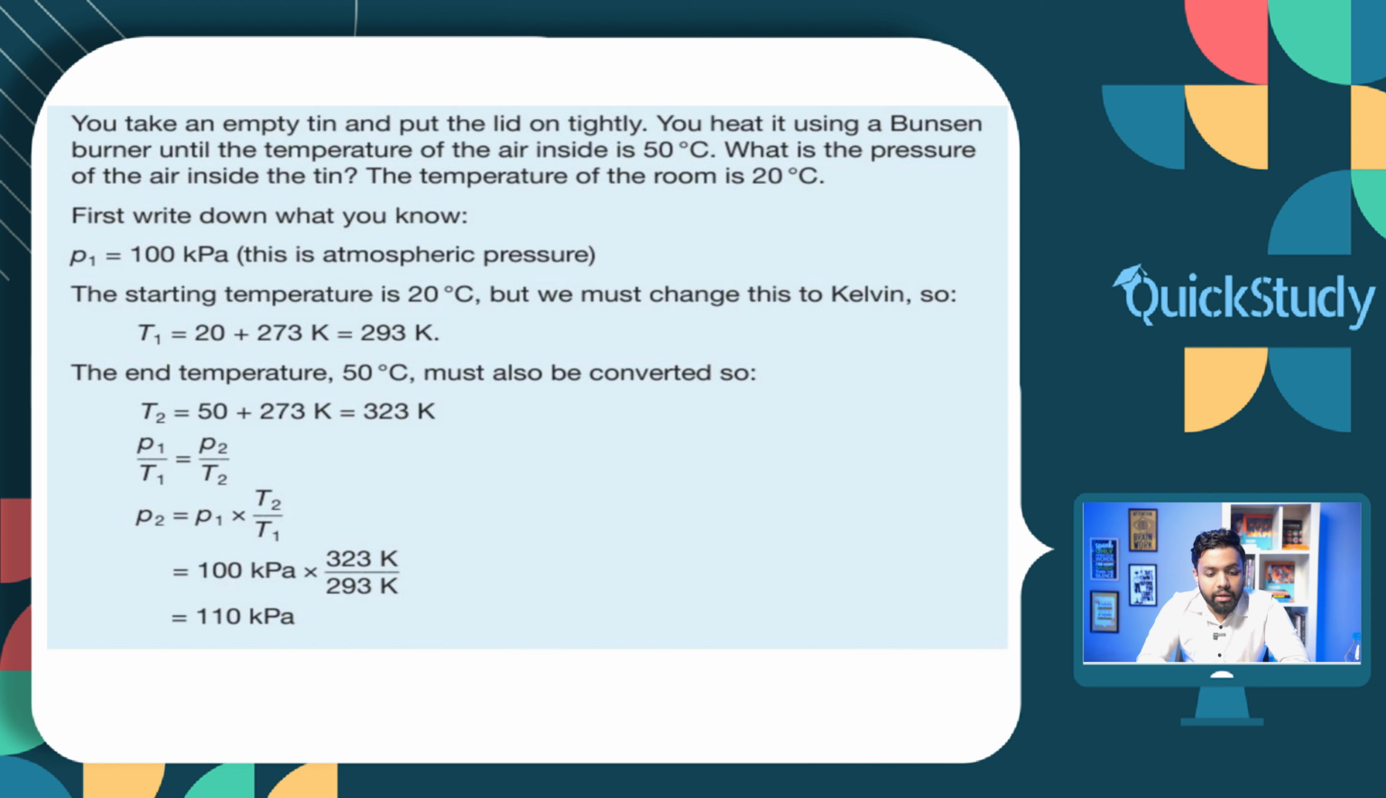So P2 would be equal to, doing the triangle method, P1 multiplied by the final temperature divided by the initial temperature. So the answer would come out as 100 kilopascals multiplied by 323 Kelvin divided by 293. So the answer would be 110 kilopascals.